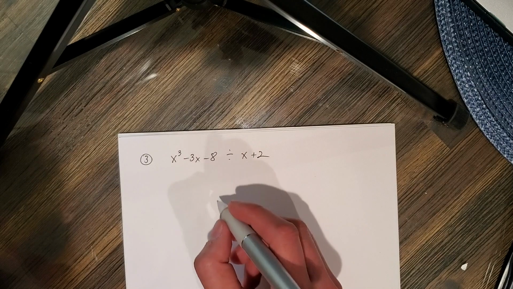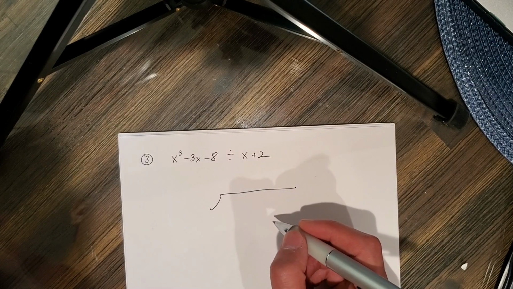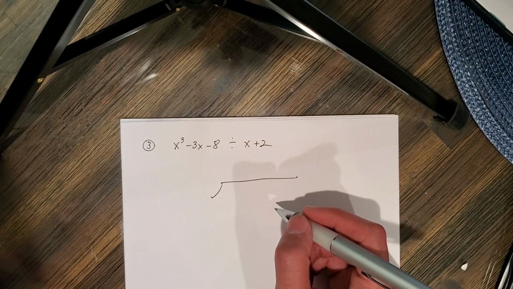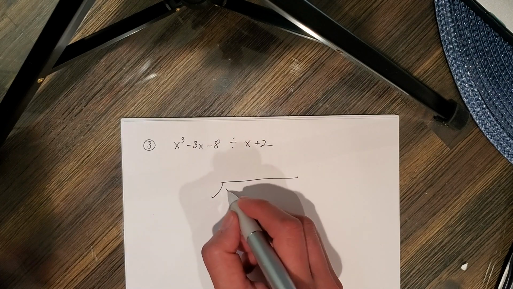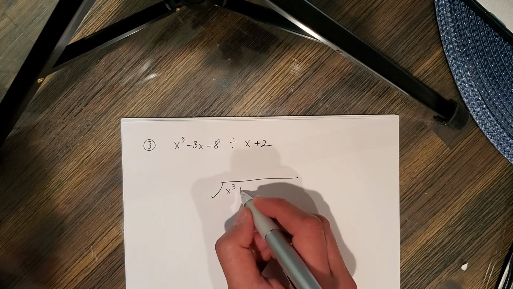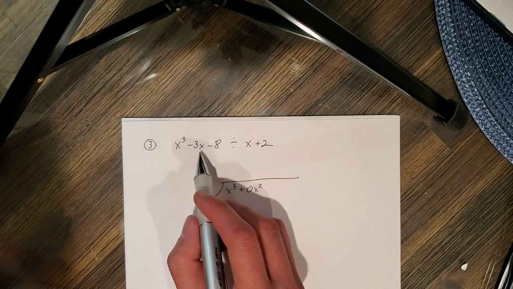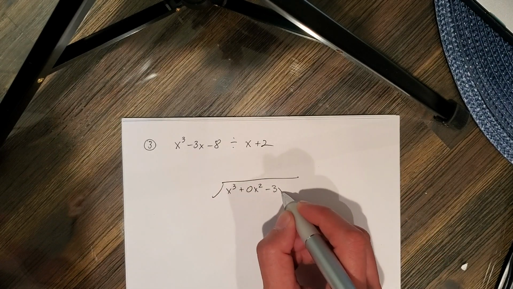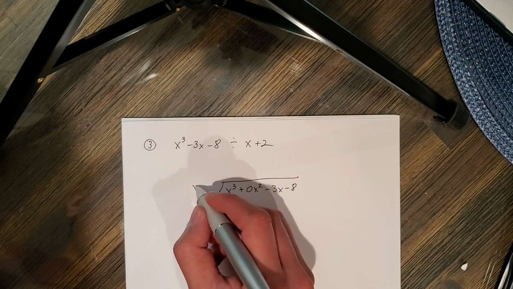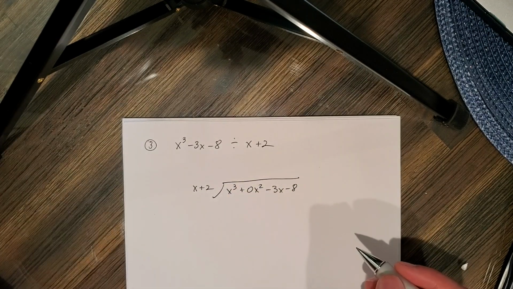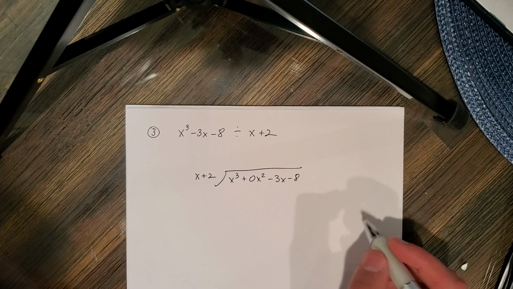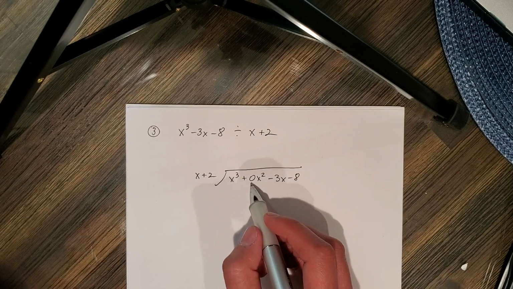So what we're going to do is fill it in with a 0 here. So remember, we're missing the x squared term. So here's how I'm going to write this. It's going to be x to the third plus 0x squared. And then that was the only one that was missing. So then I just write everything else. Minus 3x minus 8. And we're going to divide it by x plus 2. You see that? So we need to make sure we include the term by writing a 0 there.